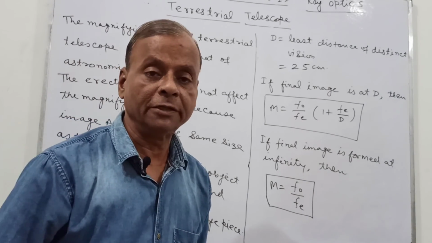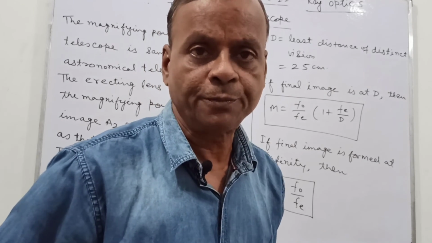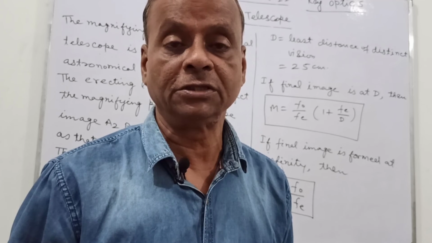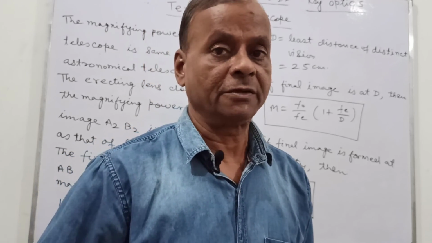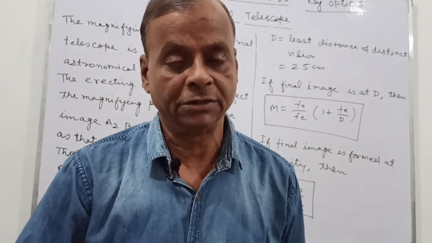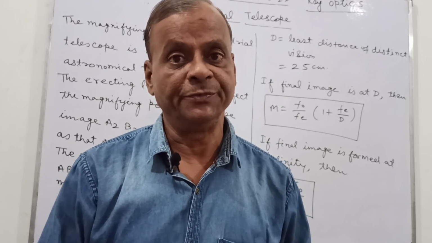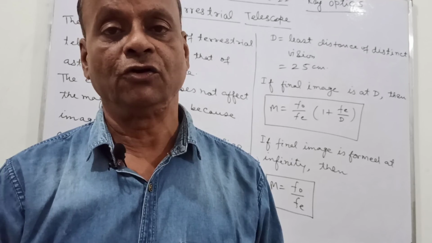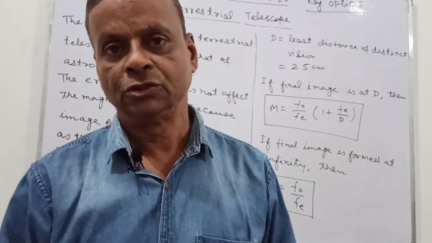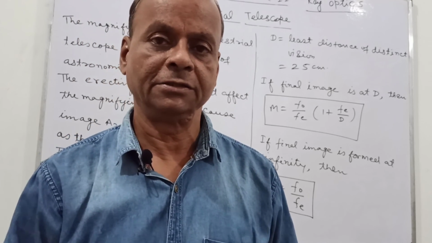So this is about the terrestrial telescope, and this is used to view the objects which are present on the Earth's surface, which are far away from us. Because of the erecting lens, the final image formed is always erected, virtual and magnified. So that can be seen very clearly.